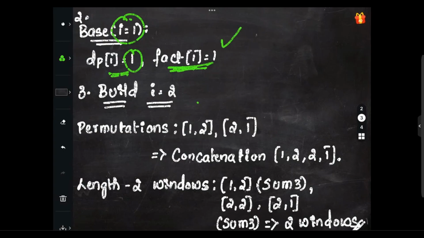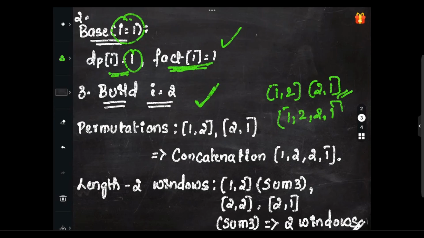Next let's go with I equals 2, which means we have to build I equals 2. The permutations are of only two numbers, 1 comma 2 and 2 comma 1. When we concatenate both and remove the array brackets, we get 1 2 2 1.